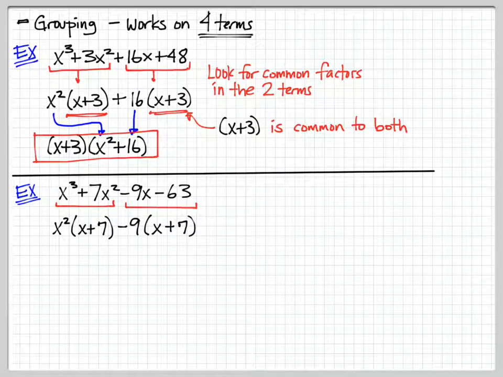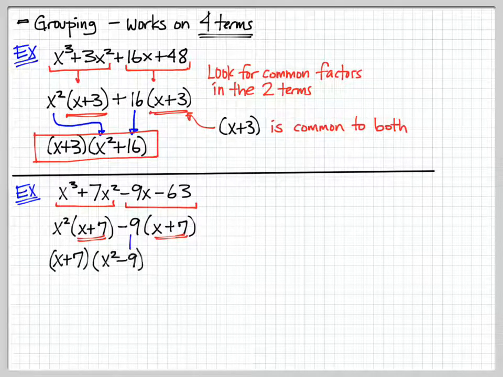And in this case, again, we look to see if grouping is going to work for us. And in this case, again, it does. X plus 7 is common to both of these, so we can continue on. This grouping method will work. So we factor out the x plus 7, and we're left with an x squared term minus 9.